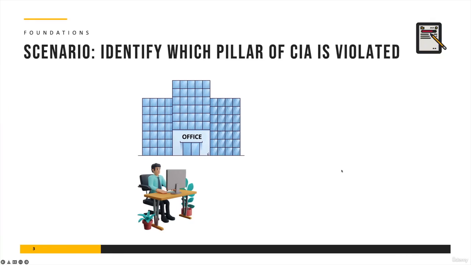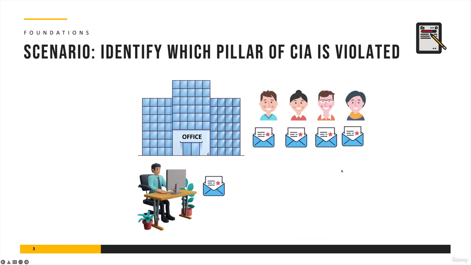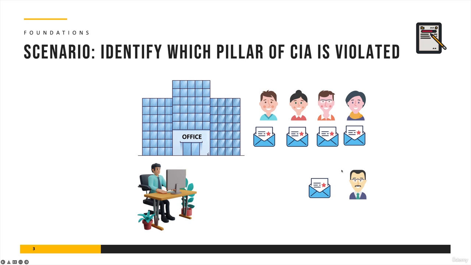Now, let's say you're working in your office and you have to send out an email to some of the employees in your organization, and this email contains some confidential data or proprietary information of your company. You write your email and you send it to all these people, but by accident you also included someone from another organization, and now they have also received a copy of that email. Now, in this situation, which pillar of CIA has been violated? I'm going to wait a couple of seconds.